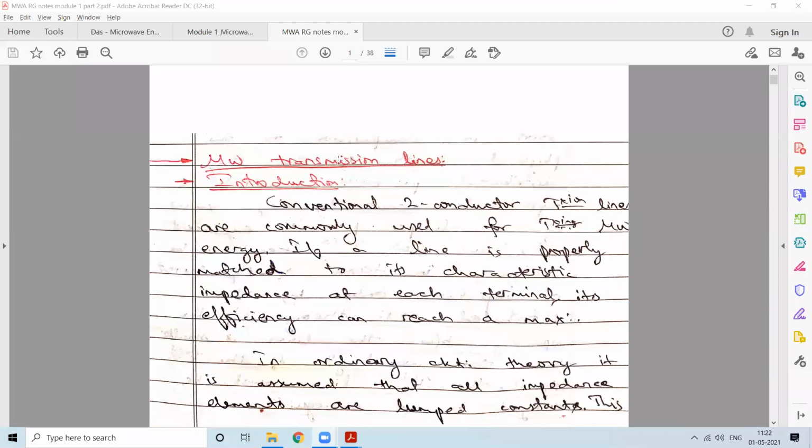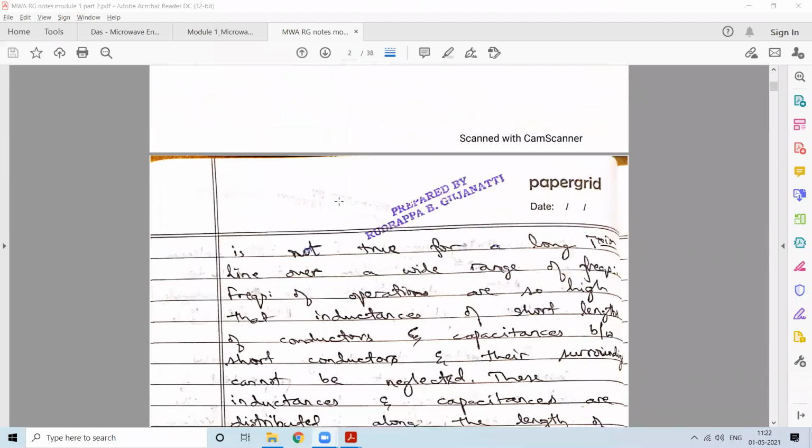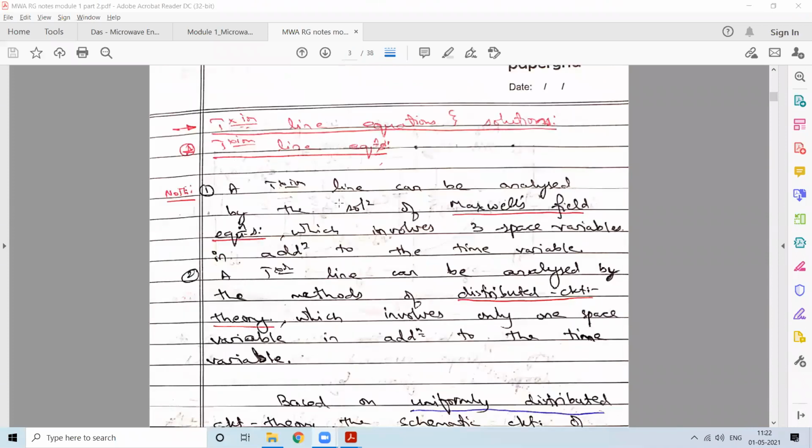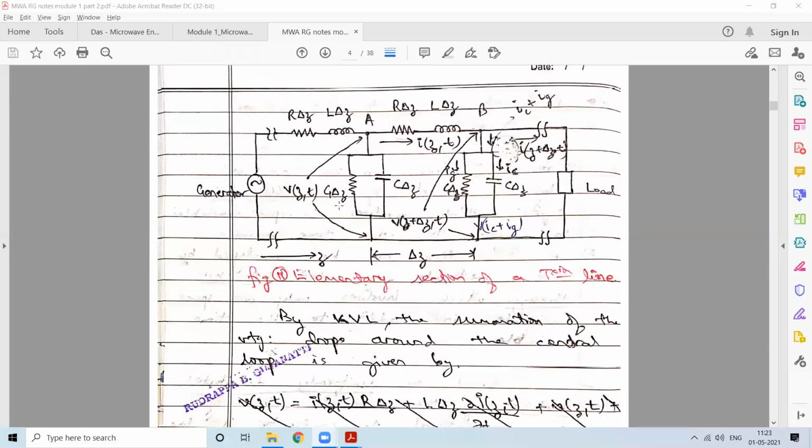In the previous session, we started off with the microwave transmission lines, in which we discussed two equations, that is ∂V/∂z and ∂I/∂z estimation. That is what we had discussed in the previous session. So we'll be continuing from where we had left off.